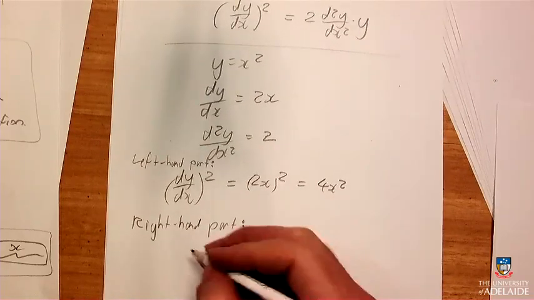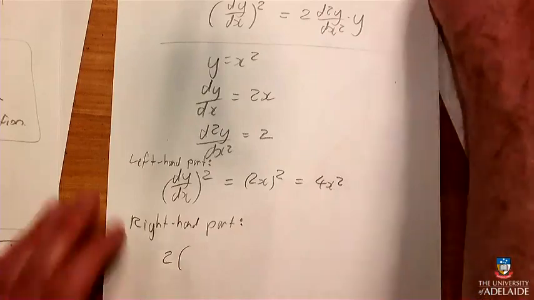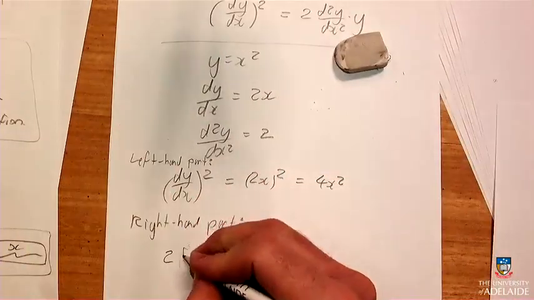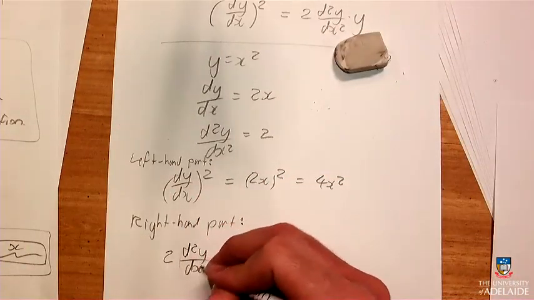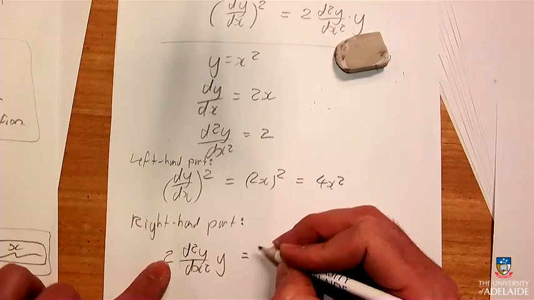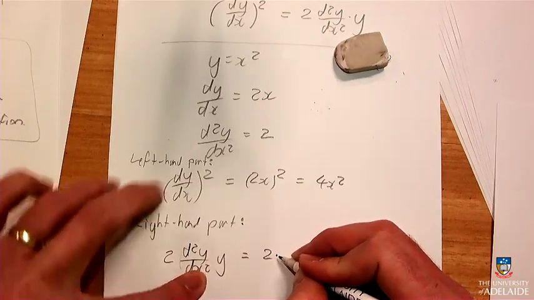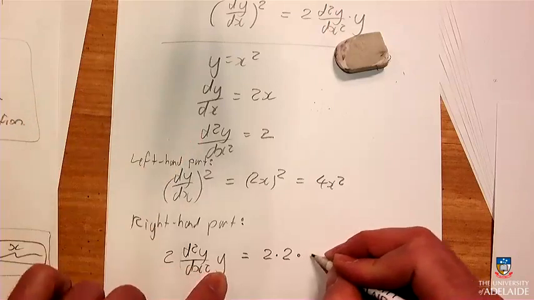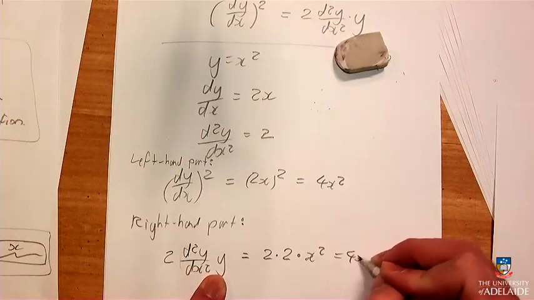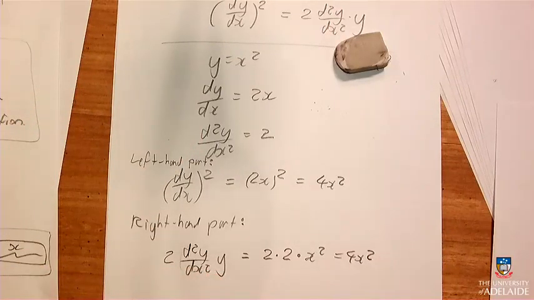So we have that 2 lots of d squared y on dx squared times y is 2 times 2 times y, which is x squared, which is 4x squared. So they're both the same, so therefore the equation's true.